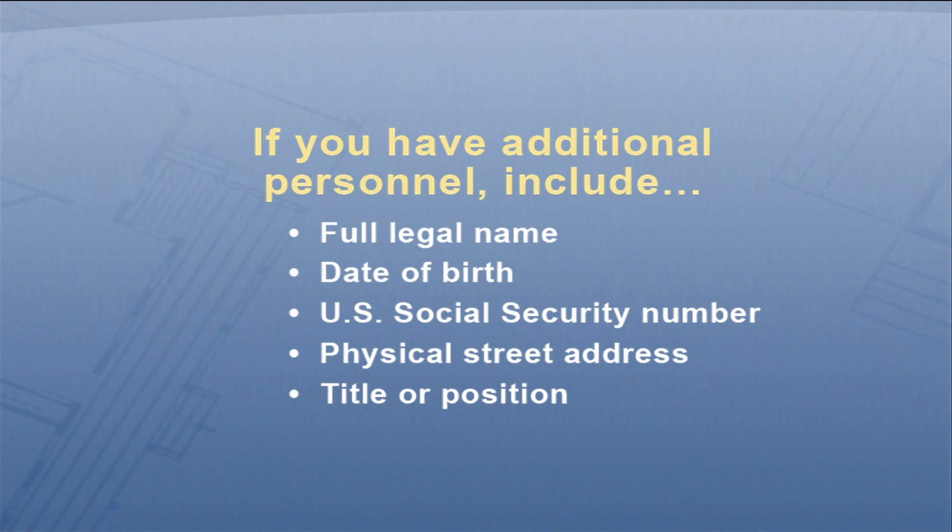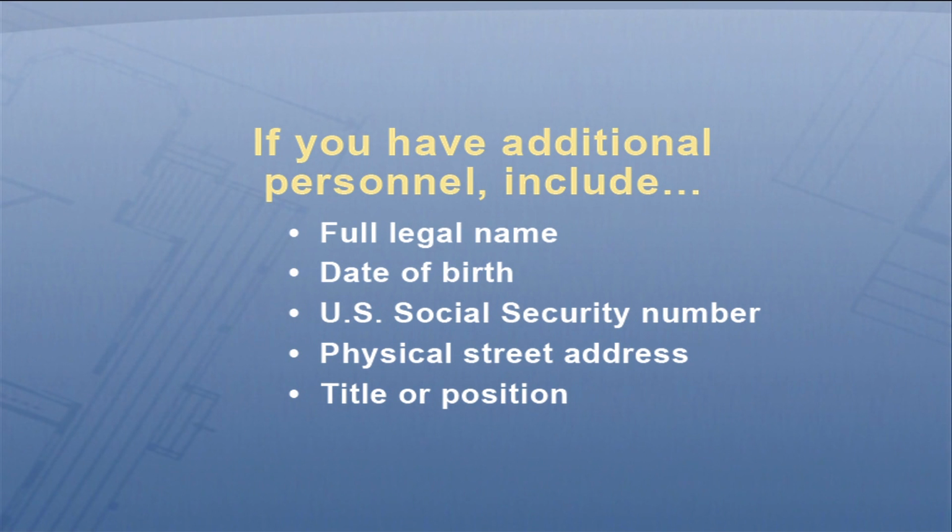So for lines 9A through 9D, include their full legal name, date of birth, and include their U.S. Social Security number. Remember, if they do not have a U.S. Social Security number, they cannot be included on the license. Individuals included on the application also must provide their physical residential address. Do not use a P.O. box, private mailbox, or your business address as their address.